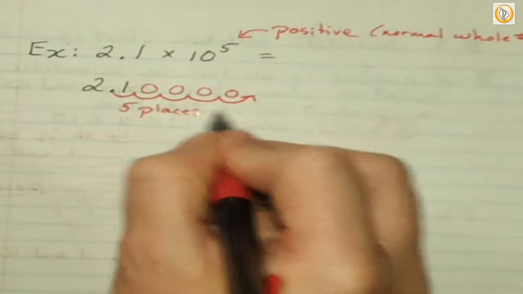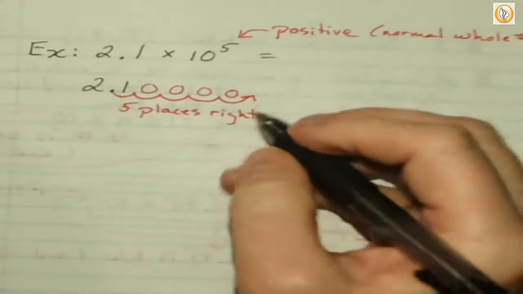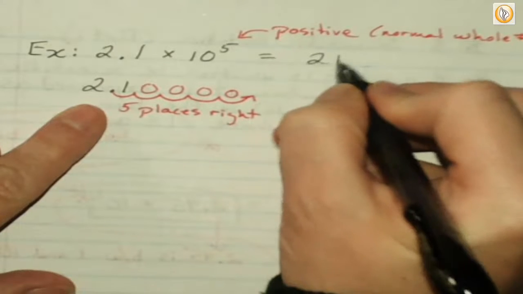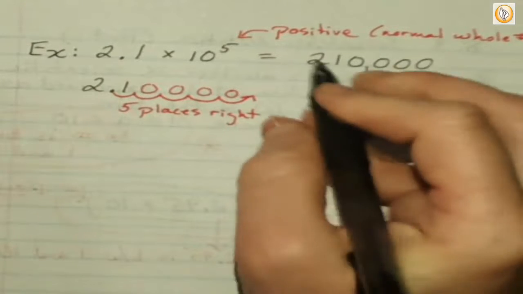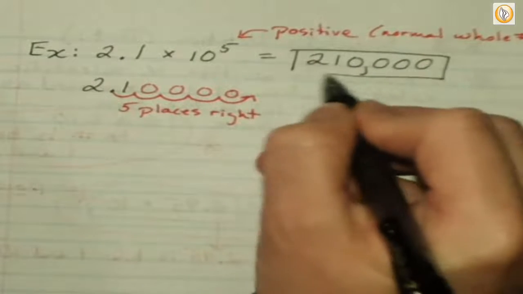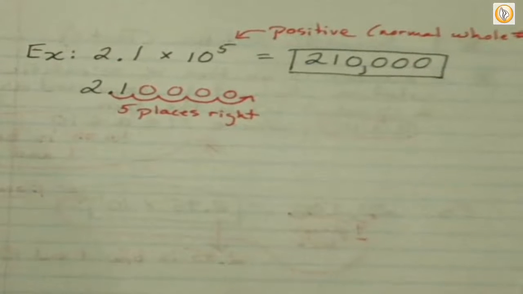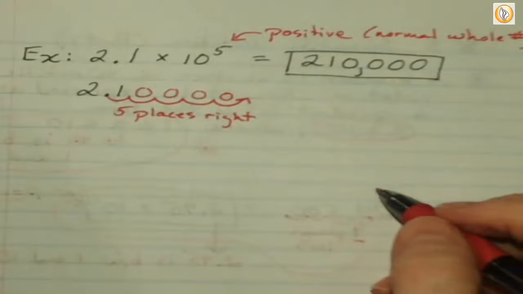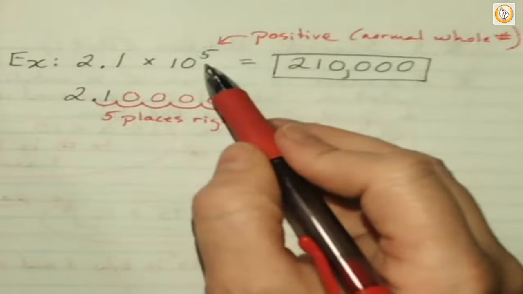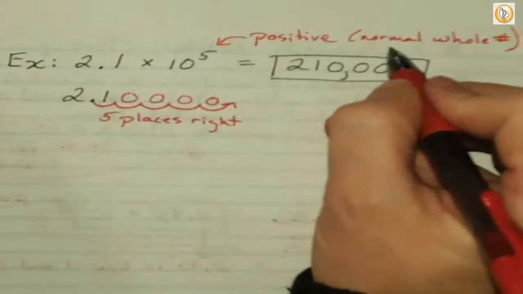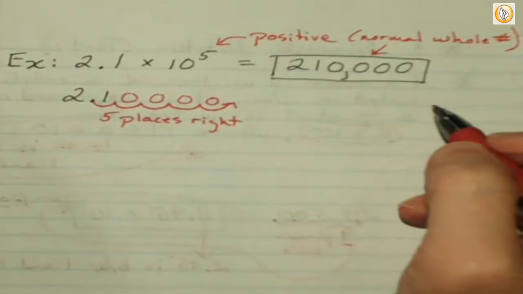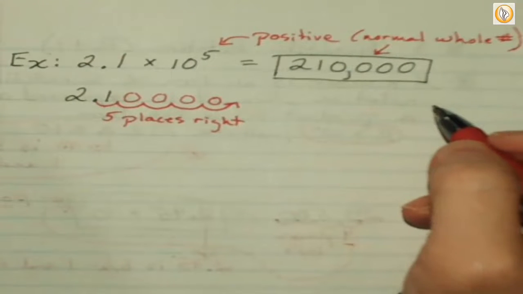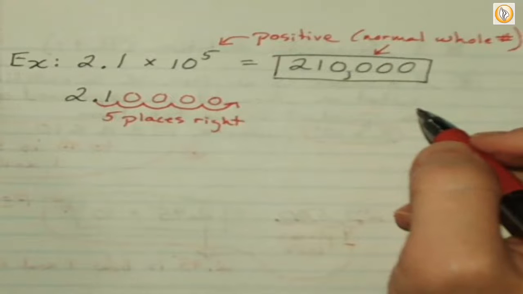Make sure your notes are nice and neat so you can refer back to them. So therefore, my answer is 210,000. There we go. Positive exponent means normal whole number. Not big ugly.